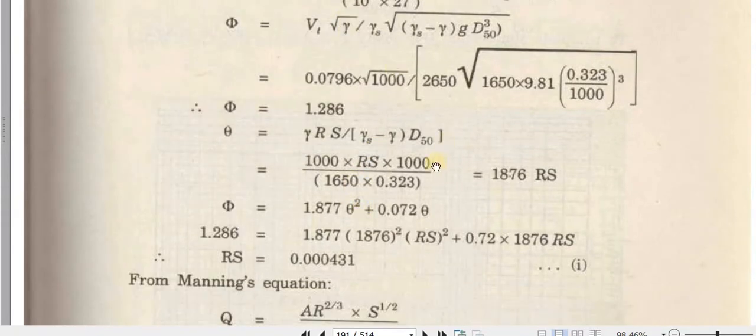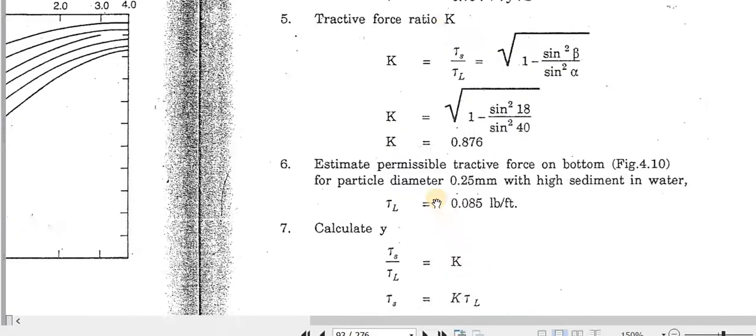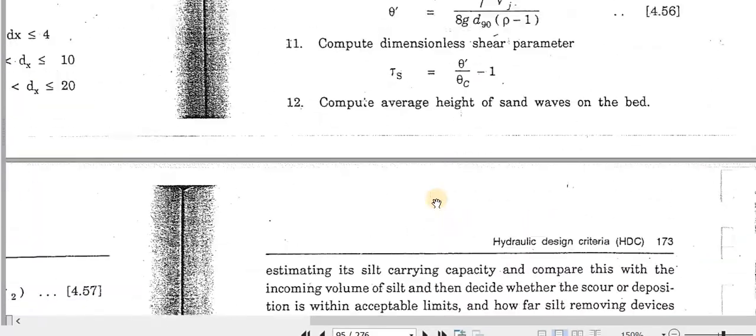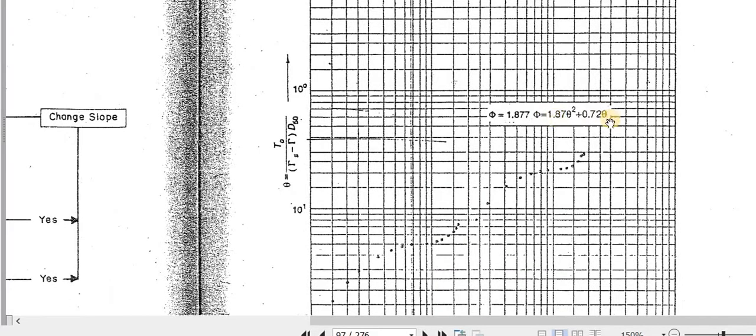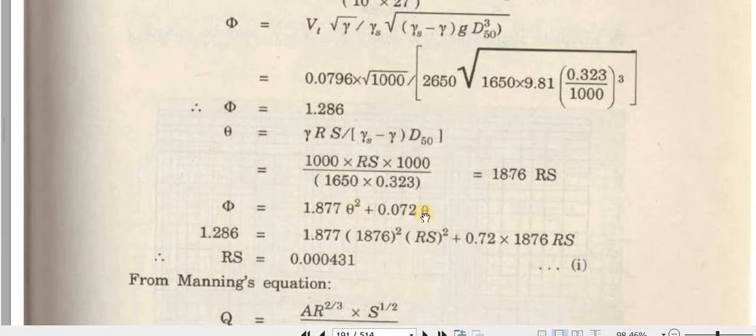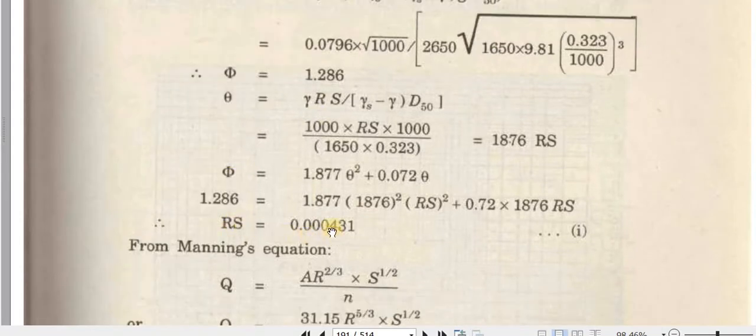And now you have to find the entrainment function from this one. It is given on the graph. Here we have entrainment function. You have to put bed load here and you can find the theta. So this is theta square, this is theta. You can find theta here, and you have to put theta here now, and gamma RS will be unknown. All the other parameters are known. So RS will be equal to 0.000431.